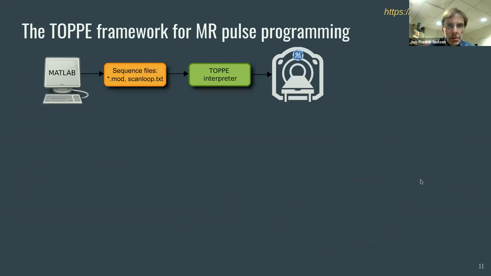So what is Topi? Topi is basically a framework, again, similar to Pulseq, that lets you define the pulse sequence completely in MATLAB, and generate not just one file, but actually a set of files that work together. And I'll explain a bit about that. And then there's an interpreter that plays that out on the GE scanner. So conceptually, just like Pulseq, it encapsulates the sequence in a set of vendor independent files, completely independent from the specific hardware. And then there's an interpreter that plays that out.